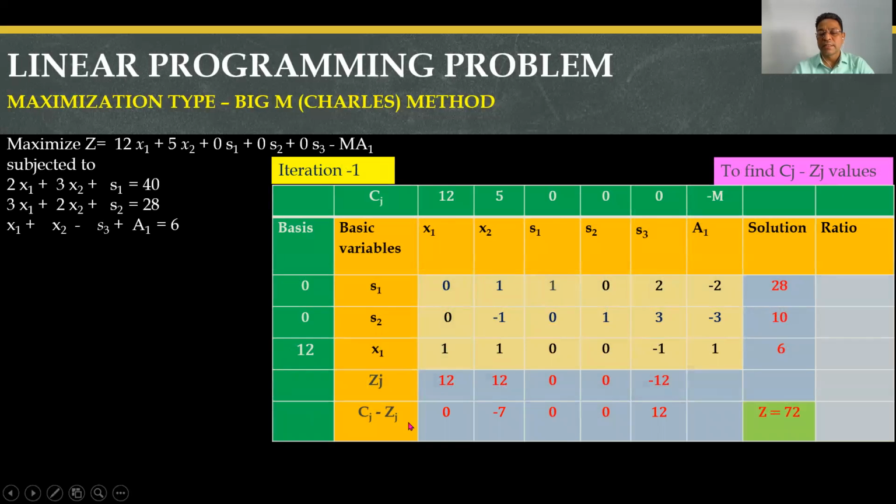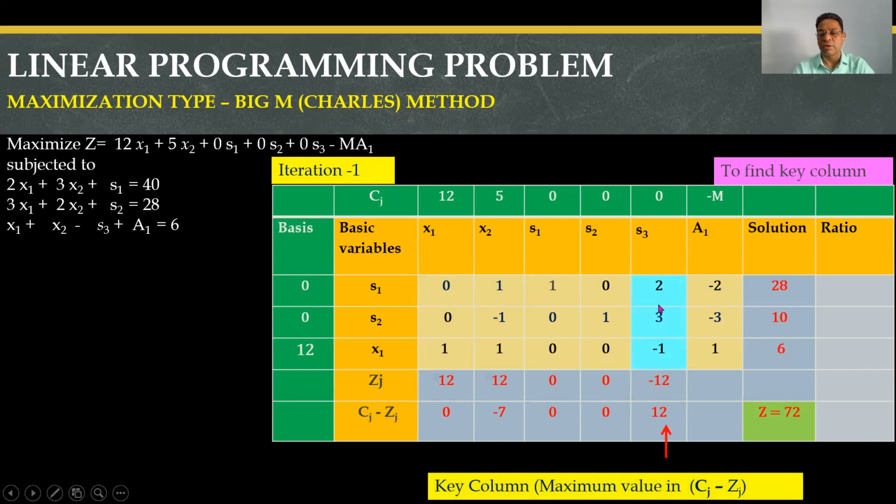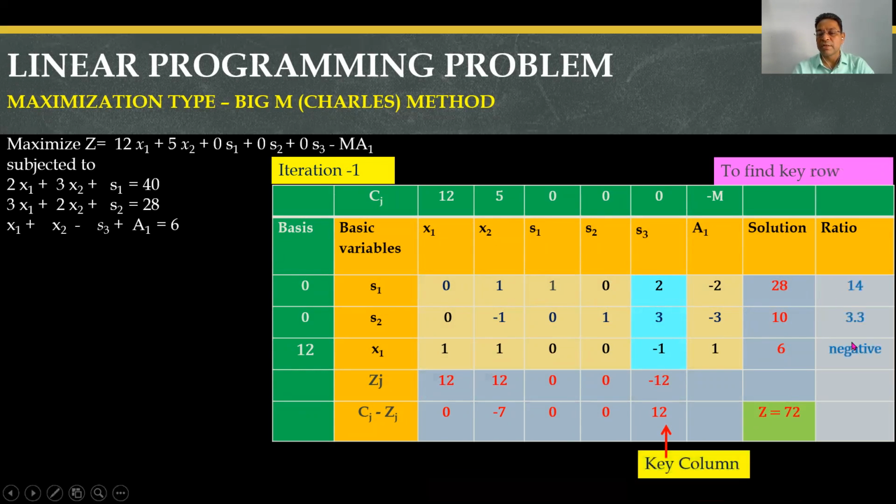It means that S3 will now enter the solution. S3 will enter the solution. So this column is the key column, and who will leave the solution? That is identified from the ratio. So we'll take the ratio. The ratio is taken as solution divided by the key column. If you divide the solution by the key column, here the third entry is negative, so we'll not compute this. 28 divided by 2 is 14 and 10 divided by 3 is 3.3, which is the least of these. Ignoring the negative value, 3.3 is the least. It means that S2 will now leave the solution.